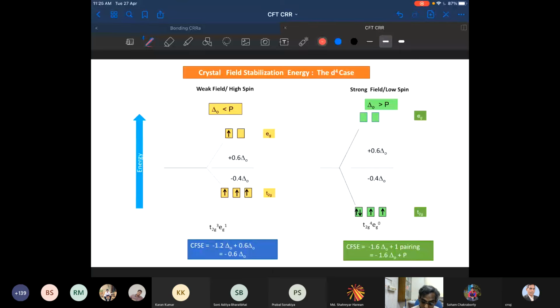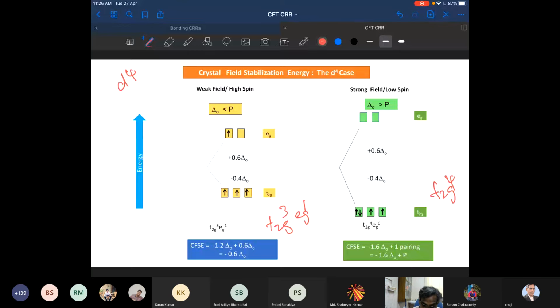When you have the fourth electron, the d4, there are two possibilities. It can be t2g4, or t2g3 eg1. Now, based on this, your crystal field stabilization energy will change. That you keep in mind.